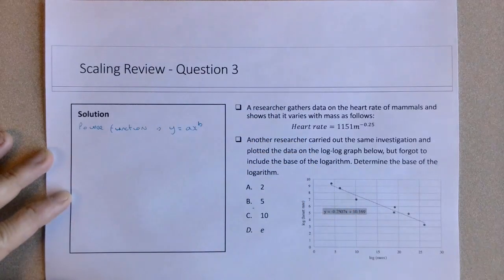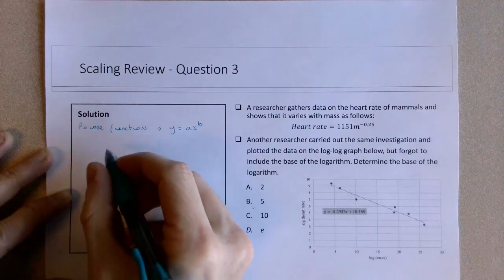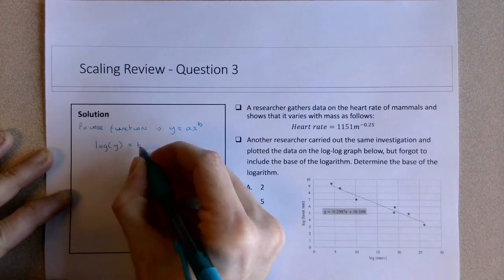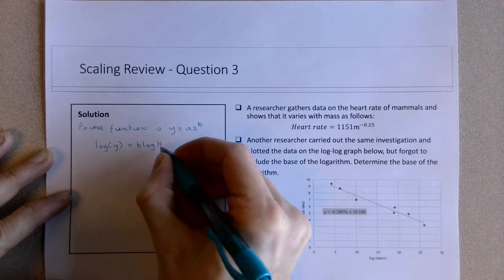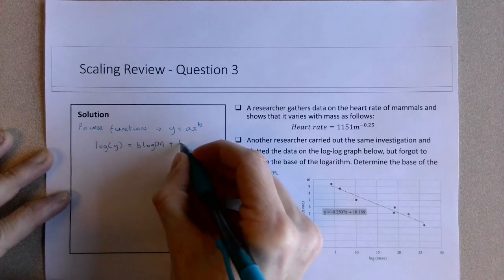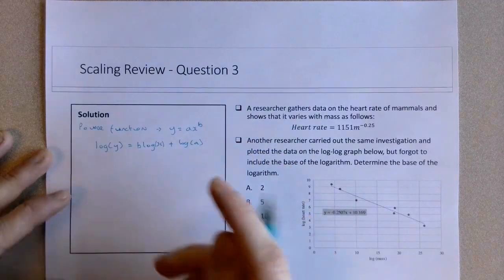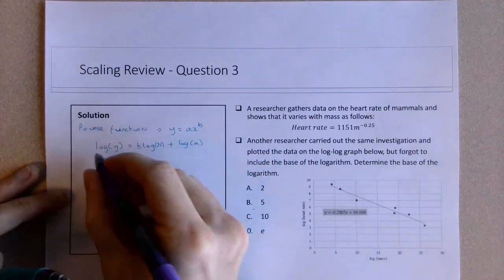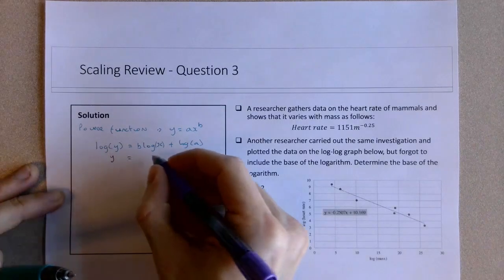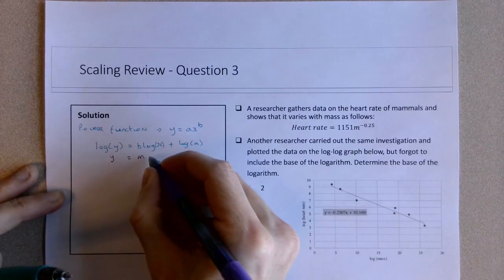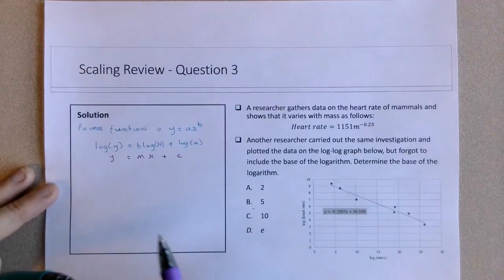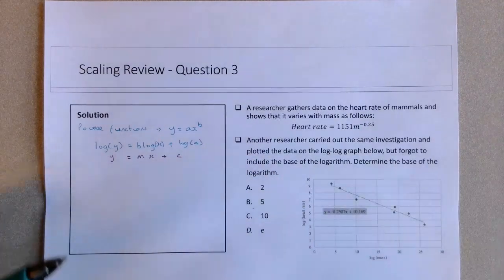When we take the log of both sides of this expression, we end up with the log of y equals b times the log of x plus the log of a, which is a linear expression. This is like we put the log of y on the y-axis, the log of x on the x-axis, the slope will be b, and then this coefficient will be related to the y-intercept.